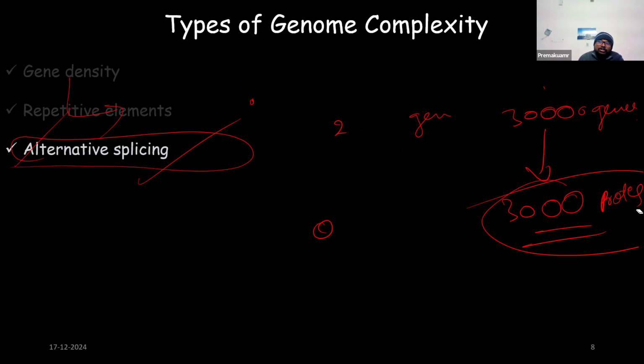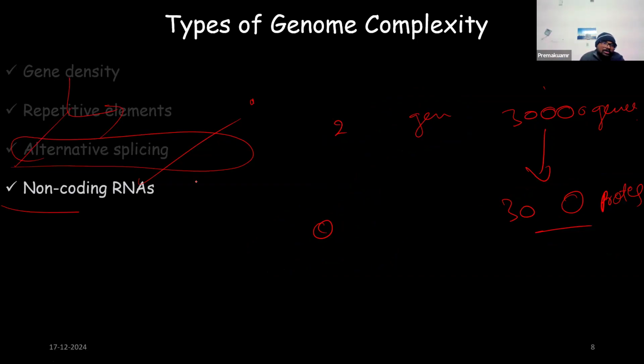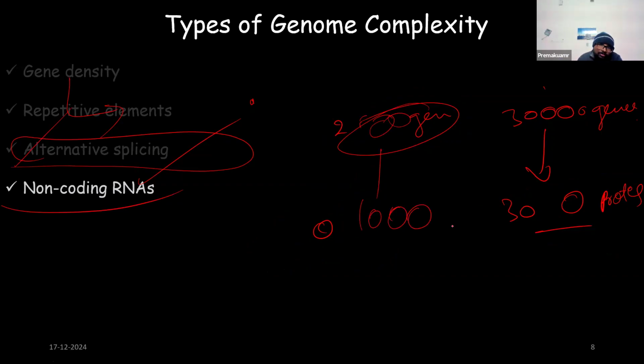This complexity also arises. Then non-coding RNA. For example, out of 20,000 genes, it may code only 10,000 proteins. This is also possible. How? Out of the 20,000, 10,000 are non-coding RNA, which will not be expressed as proteins.